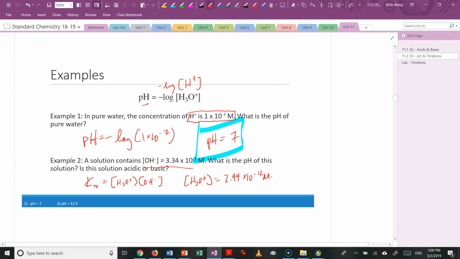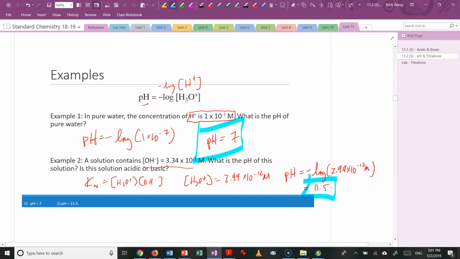And so, we have to figure out the pH. pH is equal to 11.5, right? Let's make sure I know how to get that done. That's going to be the negative log of 2.99 times 10 to the minus 12th molar. Solve for pH, that's going to equal 11.5. And that's your answer here.